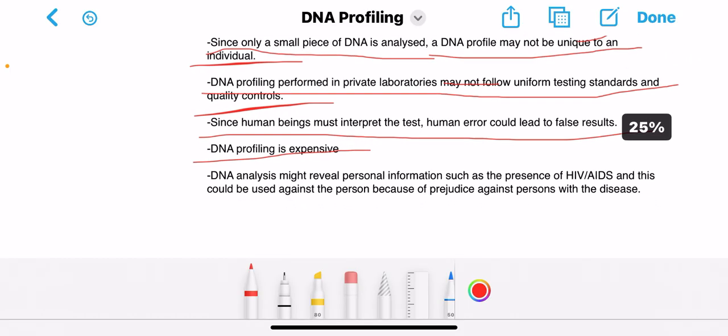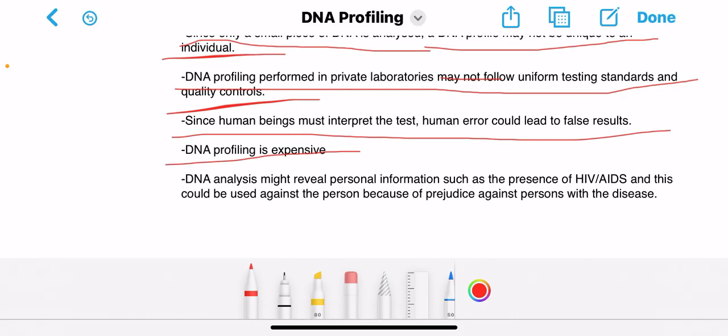So another thing is that DNA analysis might reveal personal information such as the presence of HIV and AIDS. This could be used against the person because of prejudice against persons with disease. So mainly, let's say you raped someone, I'm just assuming, and then you have HIV and AIDS. When they present your DNA in court, they're going to mention that you have AIDS, and we all know the kind of discrimination and judgment people with HIV and AIDS in South Africa go through.